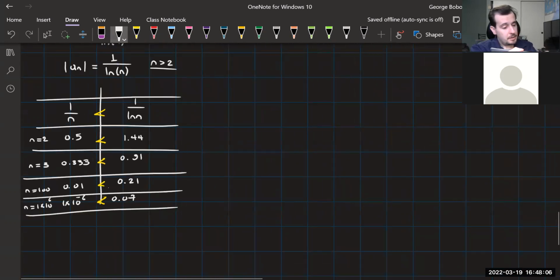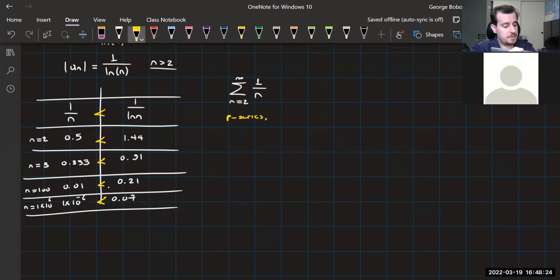But 1 over n, this series that we've picked, is the harmonic series. Or another way to think about it, it is a p-series with a p-value equal to what? Let's see what you know. What is the p-value here, or the exponent of n? 1. Do you remember what that means? Is this going to diverge or converge right now if it's equal to 1?